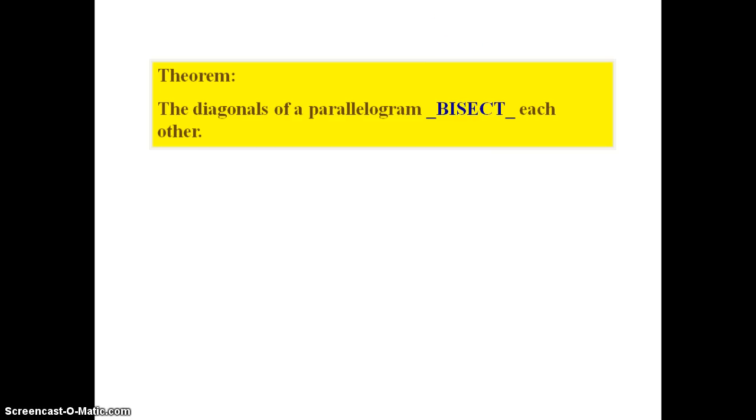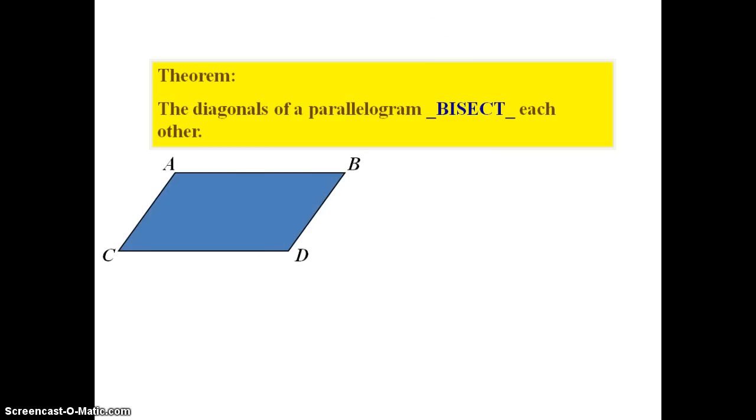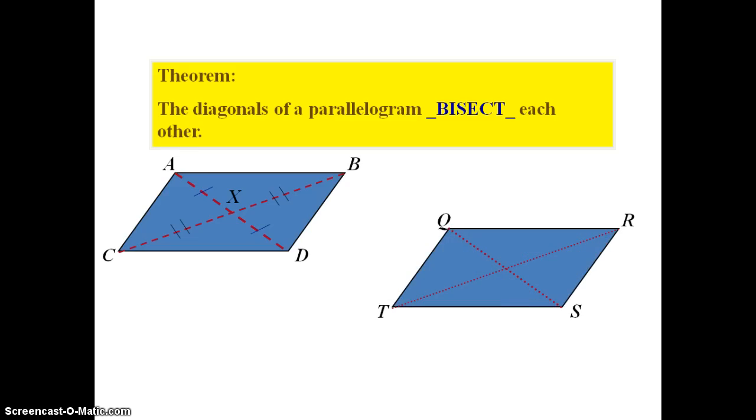Next theorem. The diagonals of a parallelogram bisect each other. So here's parallelogram ABDC. Here's a diagonal. Here's a diagonal. And bisect means to cut in half. So where the two diagonals meet at X, they're cutting each other in half. So AX and XD are congruent, and CX and XB are congruent. Knowing that, let's try a problem.